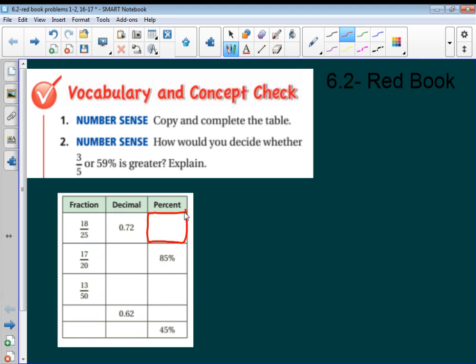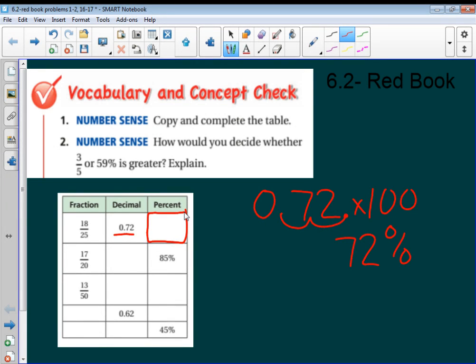Automatically, I can see that changing my decimal into a percent is going to be easier. So remember, when we take our decimal and turn it into a percent, we are multiplying by 100. So I move my decimal to the right because I want to make it bigger, which gives me 72%. So here I write 72%.